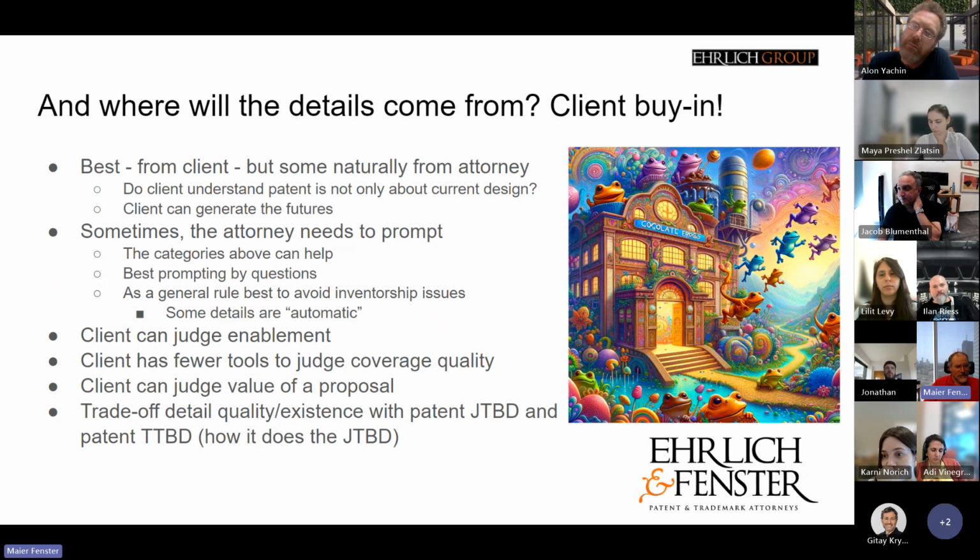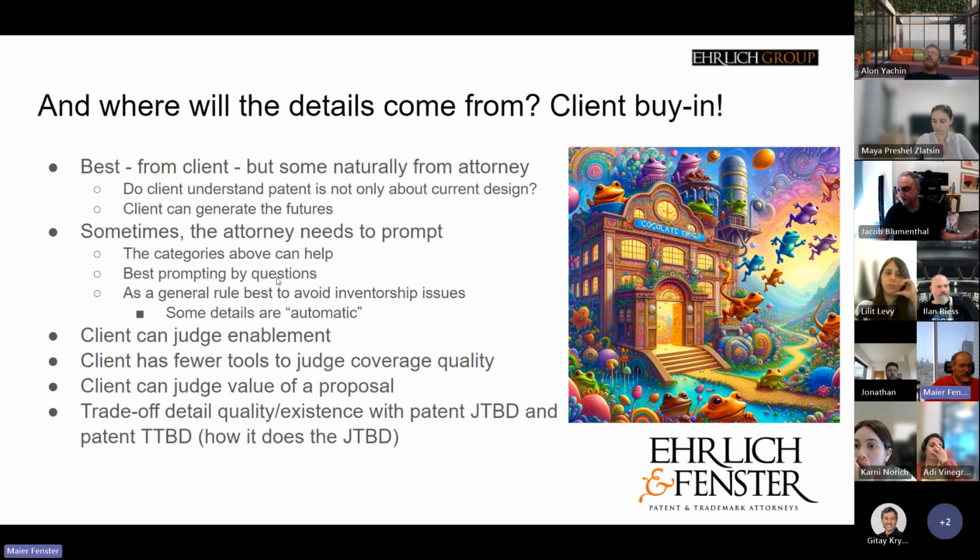Some of you must have been wondering where these details come from. Like chocolate frogs, maybe they come out of a magical factory. So the most important thing is client buy-in, because only the client can know if the detail you're putting in is actually good. But some actually come from the attorney. And my recommendation is, I gave you lots of categories. You can sell them to the client.